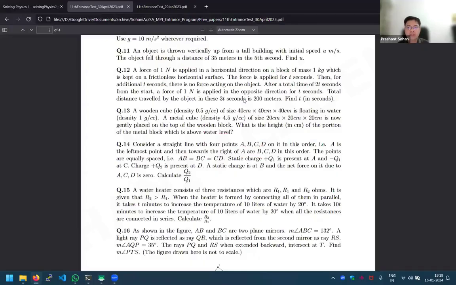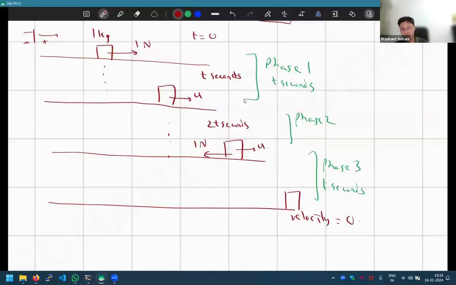Now finally, what is asked is that the total distance traveled in all of this is given as 200 meters. So all the way from the start to the end, this whole distance is given as 200 meters. And from that, what we have to find out is the value of t. So what is the value of t?